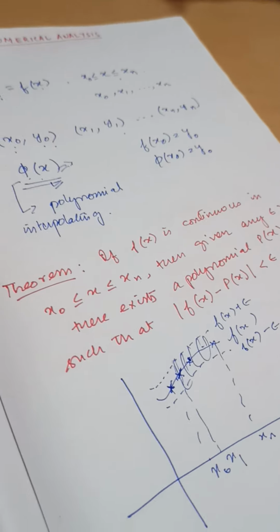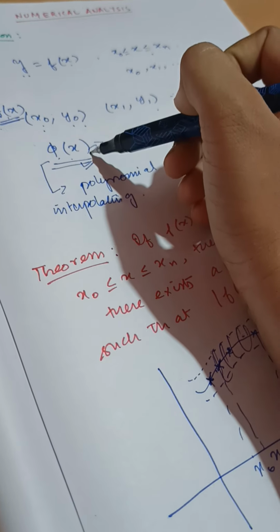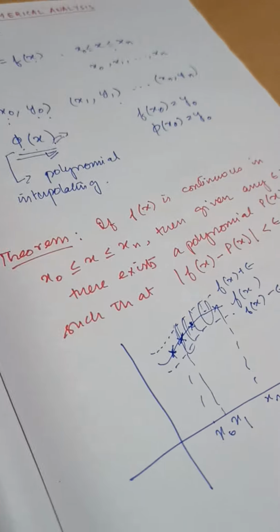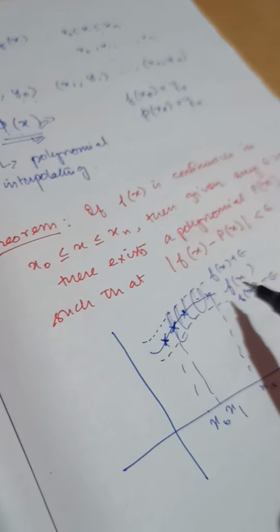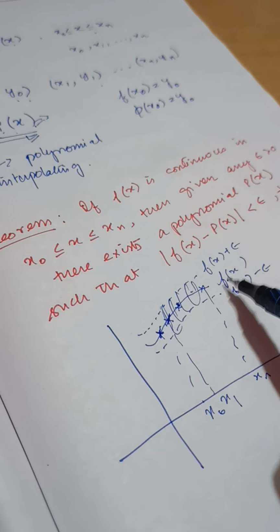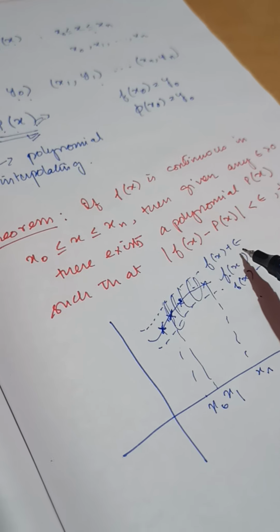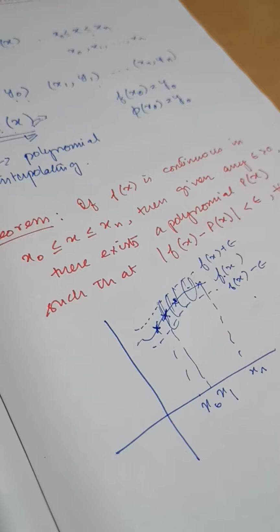So we do this in numerical analysis. We will consider such a polynomial p(x) such that it takes the same values as f(x). So from this theorem we can say that in this range, given a function f(x), however small we make the epsilon, in the range f(x) minus epsilon to f(x) plus epsilon, we will get a polynomial function p(x).